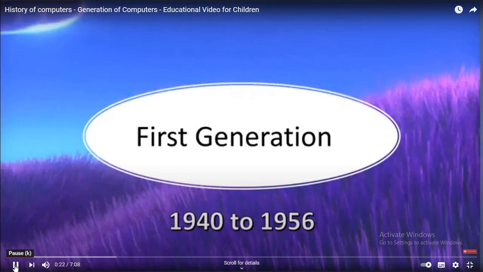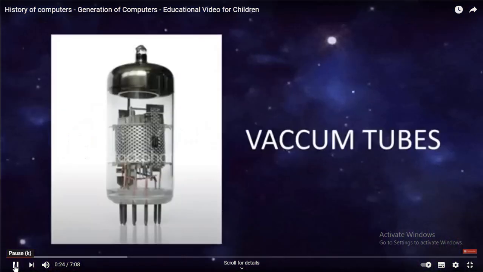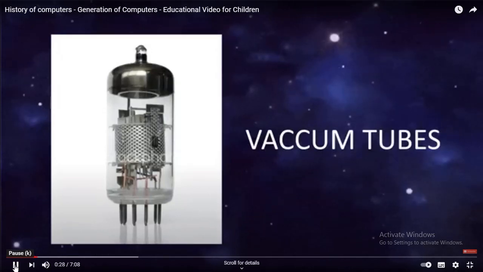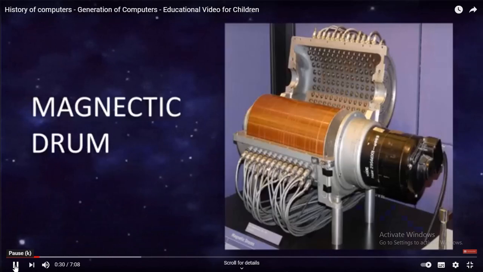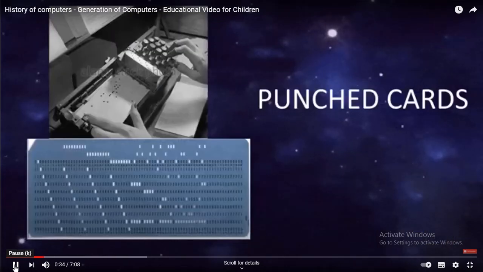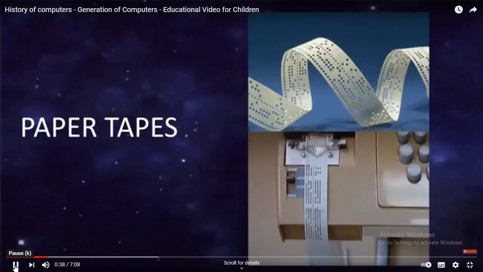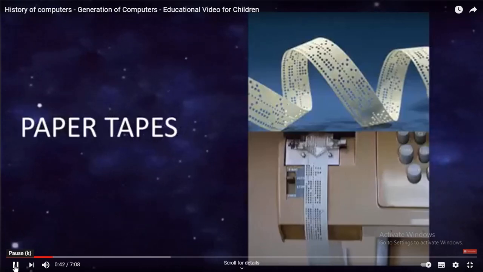First generation, 1940 to 1956. Hardware used in first generation computers are vacuum tubes for circuitry. For memory, magnetic drums were used. Punched cards were used to input to the computer. Paper tapes were used to input to the computer. The output was in printouts.